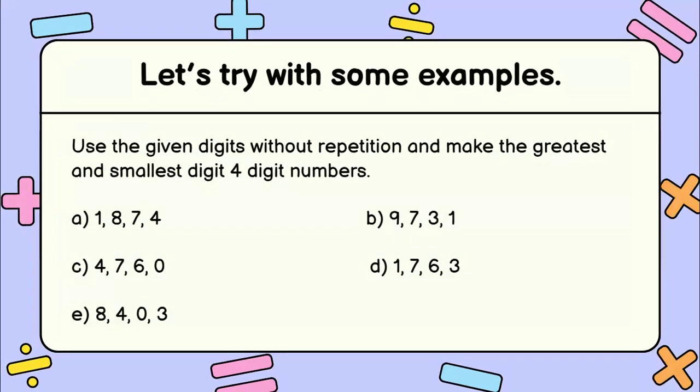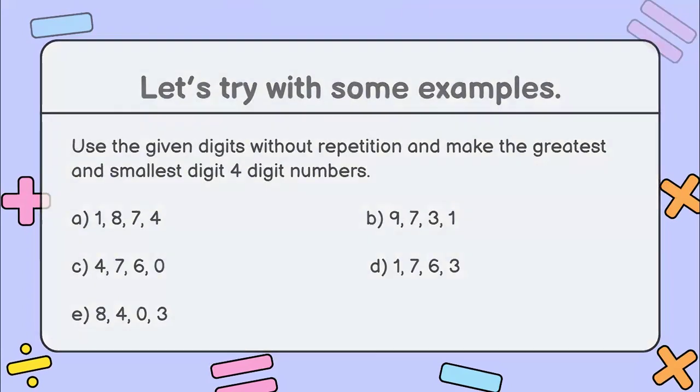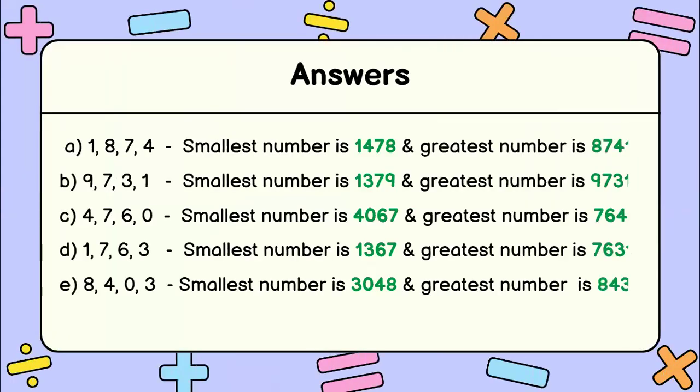Here, we should use the given digits without repetition and make the greatest and smallest 4-digit numbers. You can take your time, so pause the video and come back after solving. Okay, let's see the answers.